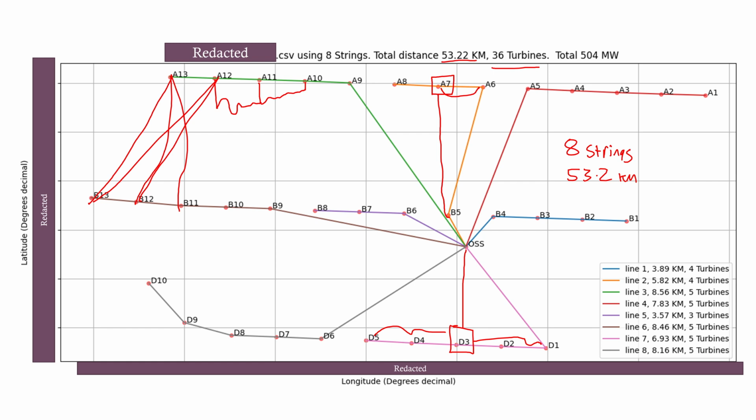What happens, you may ask, if we use 4 loops instead of 8 strings?